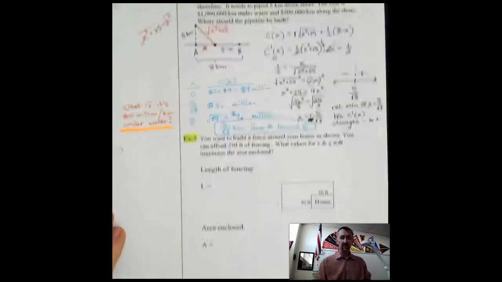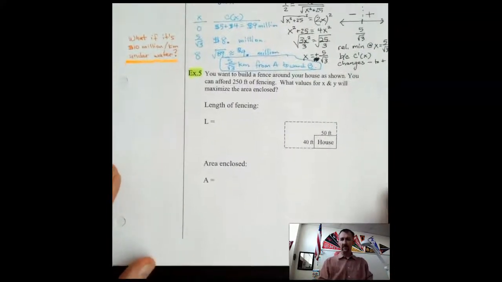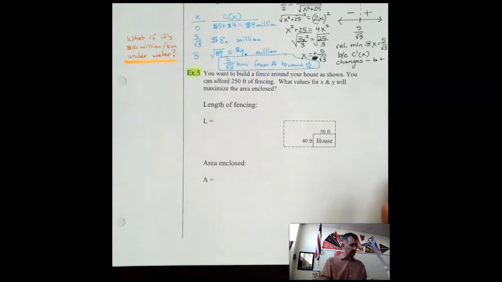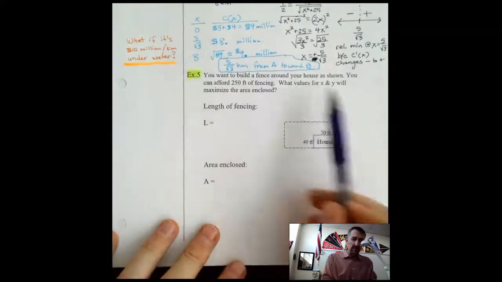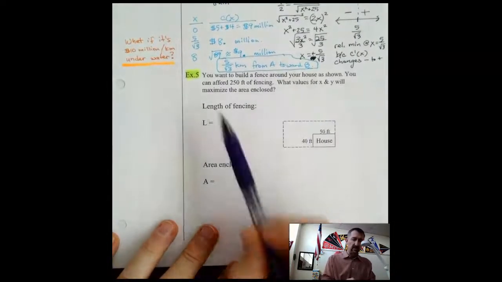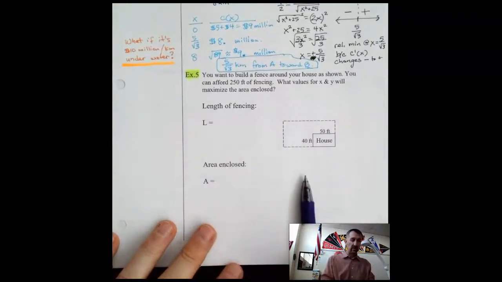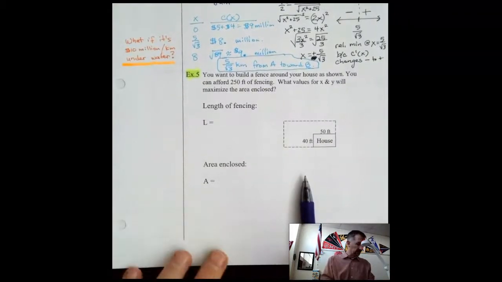Like let's look at number 5. So I think I have one on a test like this, that's why it's highlighted. So let's see if we can figure out what to do here. So you want to build a fence around your house like this. You can afford 250 feet of fencing right now. What values of x and y will maximize the area? Let's just say you own all this property around here. So the length of the fencing.